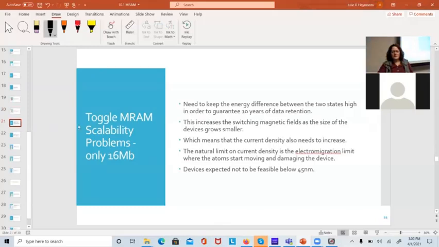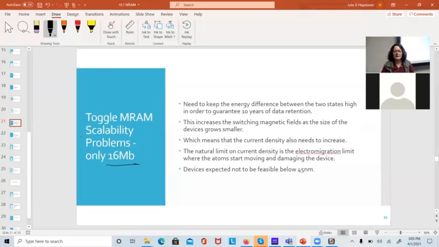Okay, the scalability problems with toggle MRAM. As far as they've been able to get with this is about the magic number I've been talking about a lot, 16 megabits. I need to keep the energy difference between the two states high in order to guarantee that the data lasts 10 years. 10 years is the magic number. You want to know why 10 years is the magic number? Because flash lasts 10 years. Fair enough. Okay, so they want it to be as good as flash.